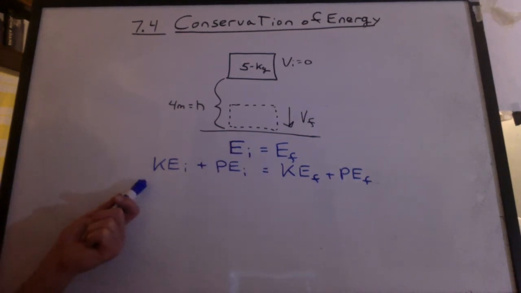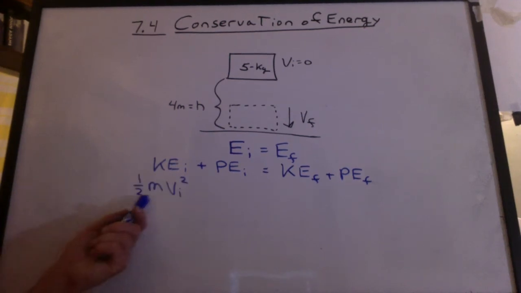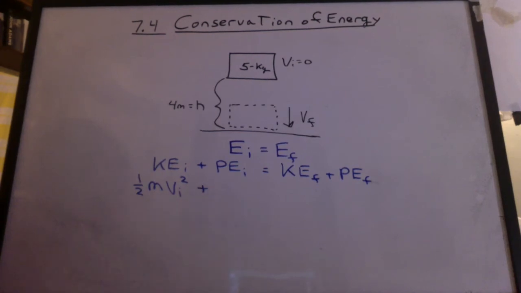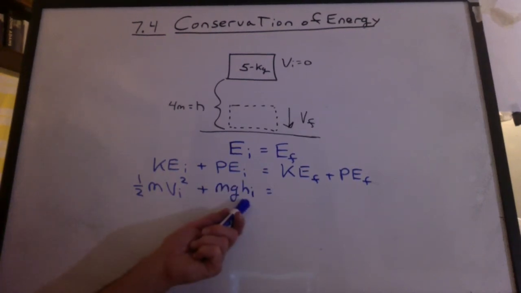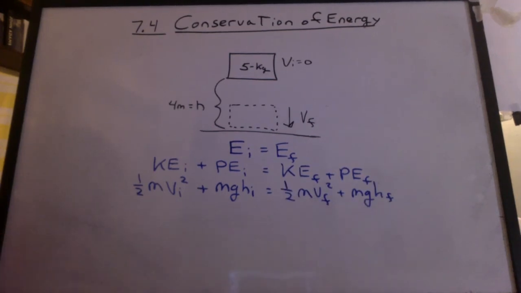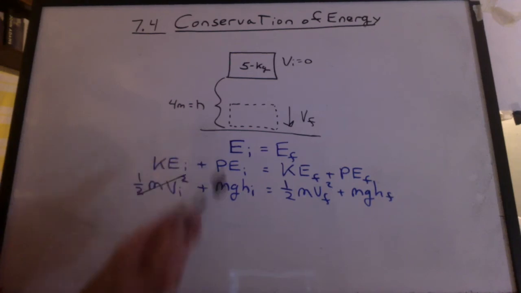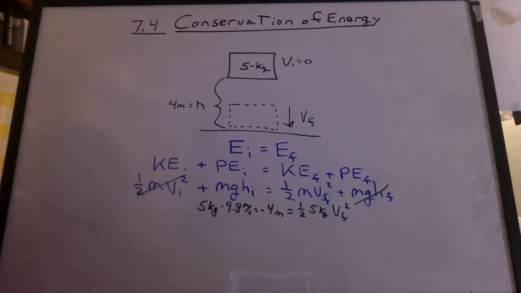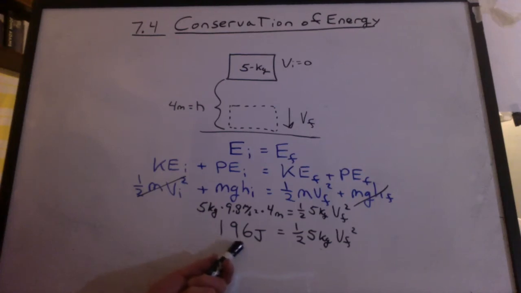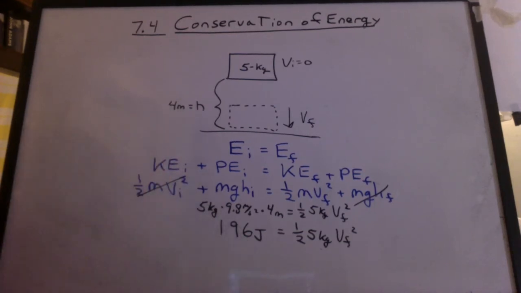Ask yourself, what is the formula for kinetic energy? 1/2 mv initial squared. What's the formula for potential energy? We have mgh, initial. Filling in the rest of the formulas, we can now ask ourselves, what goes here? The initial velocity is 0, so there's no initial kinetic energy. The height final is 0, so there's no final potential energy. So this is what we're left with. We can plug in our data, and we have 196 joules of potential energy.